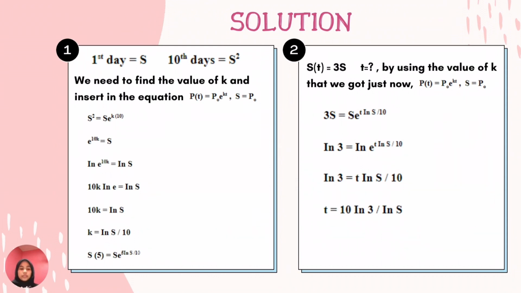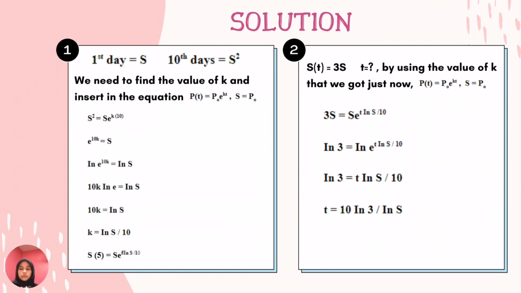Take ln on both sides and we will get ln e^(10k) = ln S. By using log rules, we can bring 10k forward and it will become 10k ln e = ln S. Then, please bear in mind, ln e is equal to 1. So we will get 10k = ln S and k = ln S over 10. So the population of insects after 5 days is equal to S e^(5 ln S over 10).